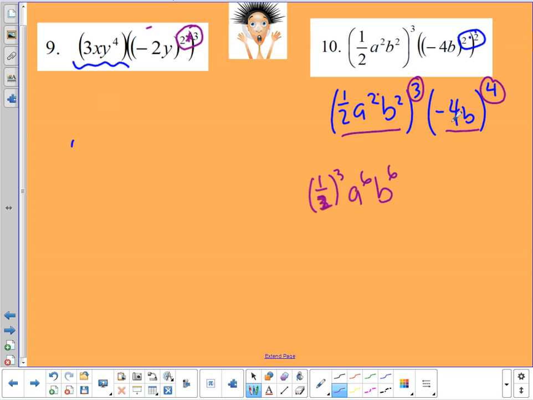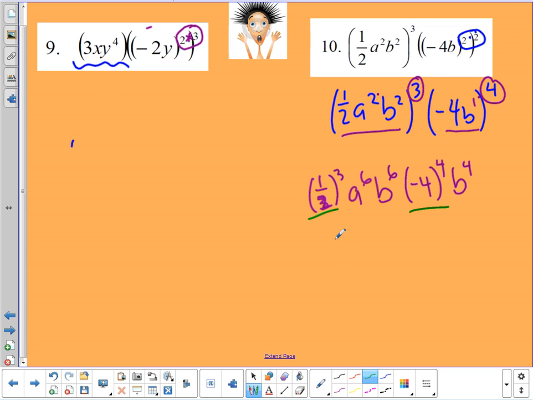Then I need negative 4 to the fourth, and again I'm going to go back to my calculator to figure out what that is. B to the fourth, actually b to the first to the fourth, that's just 1 times 4, is b to the fourth. So now let's take care of these.